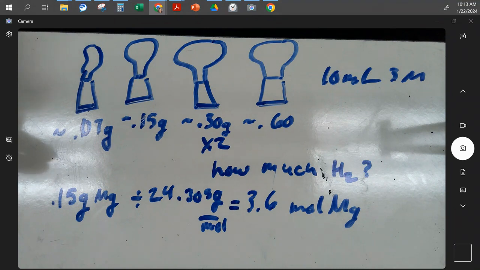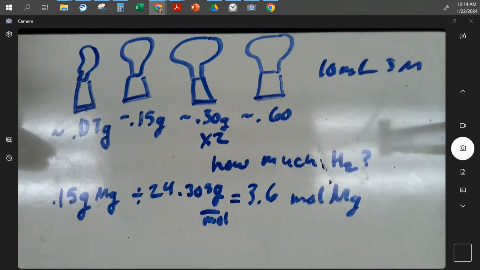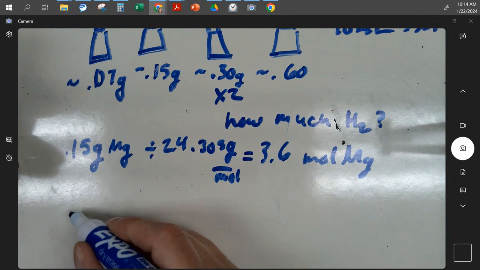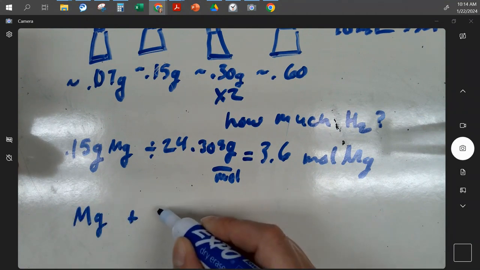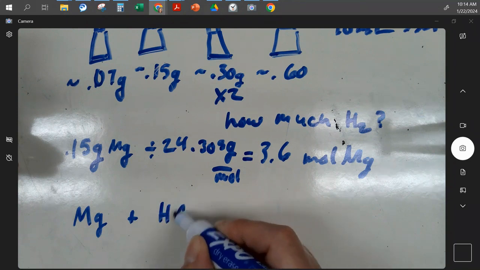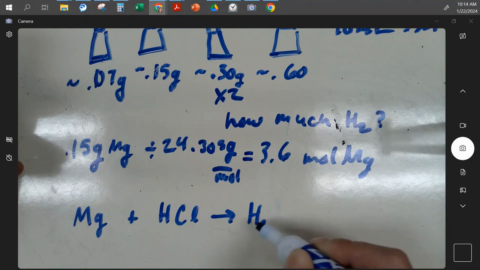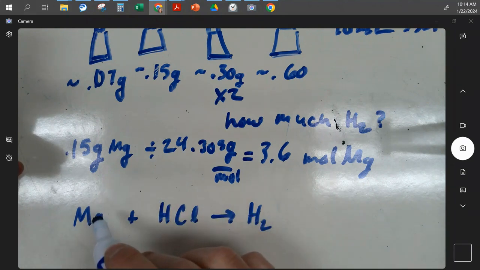Okay. And then I need to relate this to moles of hydrogen. So we need to write a balanced equation for if we have magnesium and we add hydrochloric acid, we're going to produce hydrogen gas. That's what we're trying to relate. How many moles of hydrogen for how many moles of magnesium?